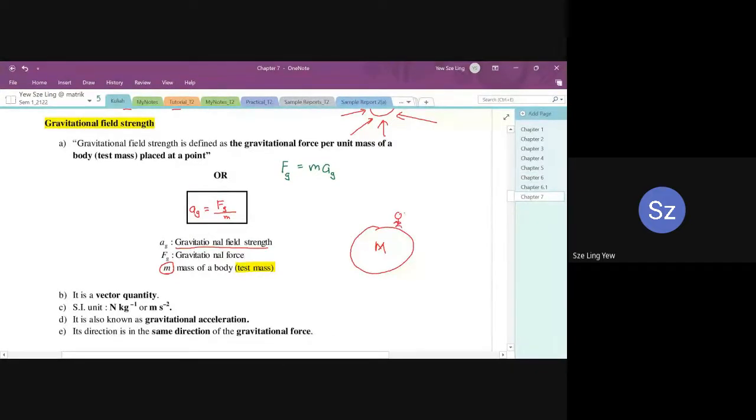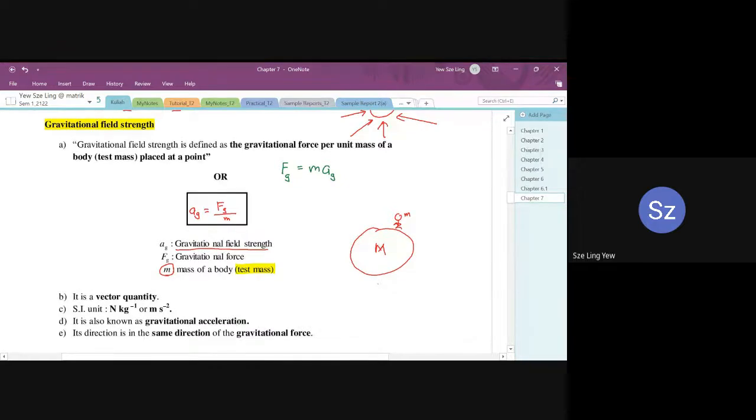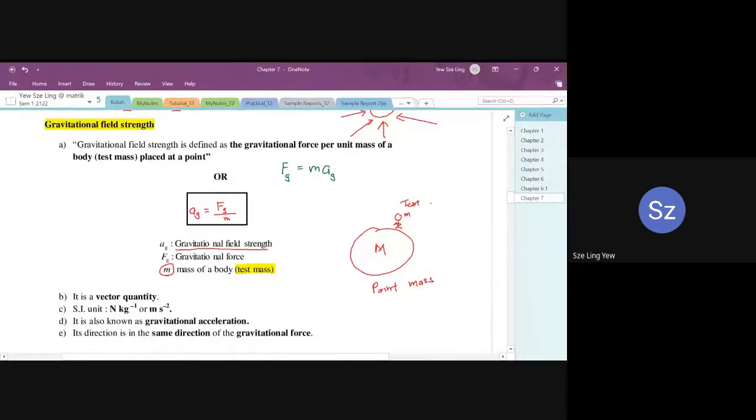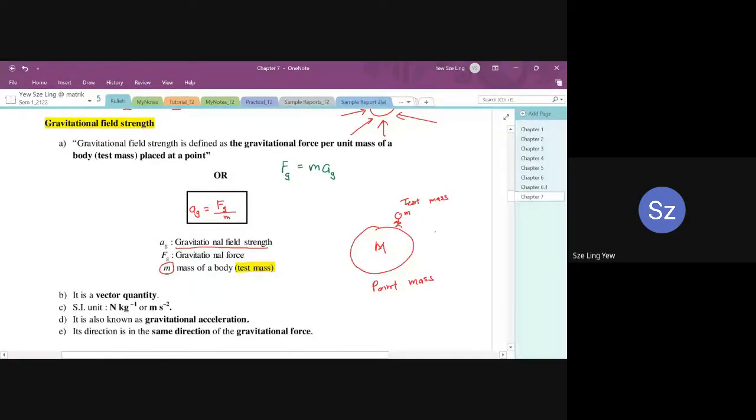Okay, so you come with a small mass. You are the mass that I can move around to test the gravitational field strength of the Earth. Usually we cannot move the Earth, right? So the Earth, we call it point mass. Point mass is the mass that we usually don't move. We won't move it in the questions. We leave it. And then test mass is the mass that we move around to test different values. So in this case, this smaller object, which is you, the human, is a test mass.